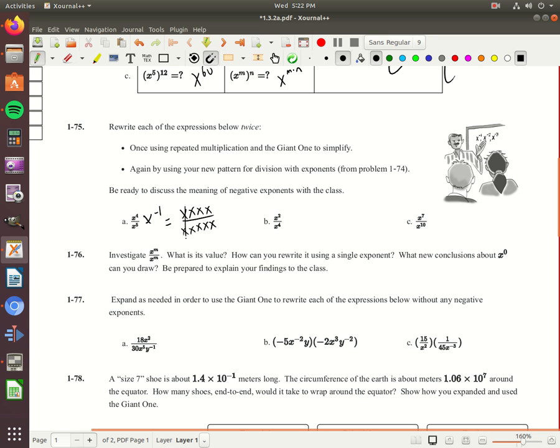Now think about this. This is going to cancel out, and it's going to leave me 1 over x. So interesting. x to the negative 1 equals 1 over x to the first power. Kind of interesting. What about this one?